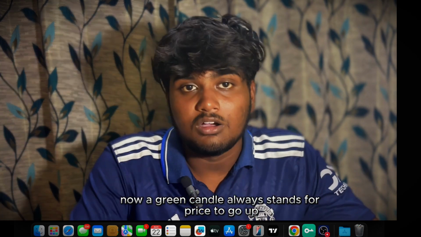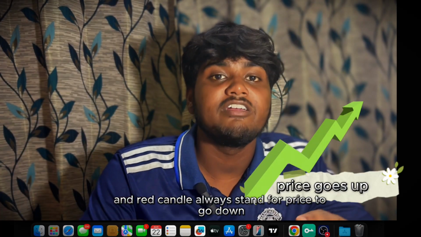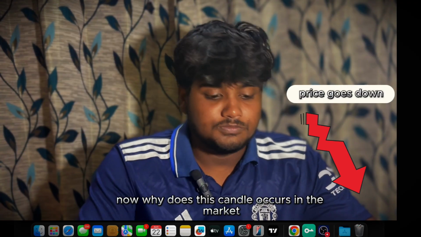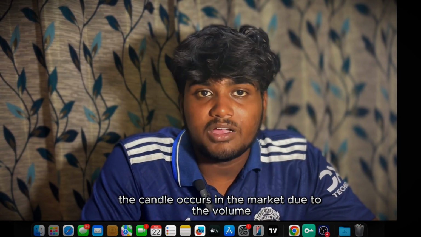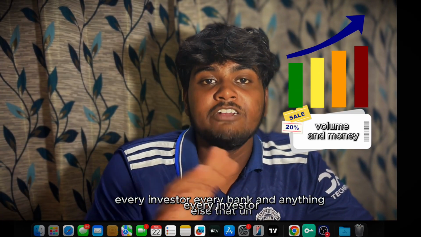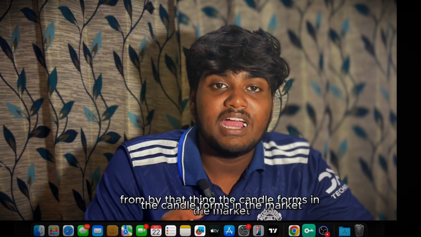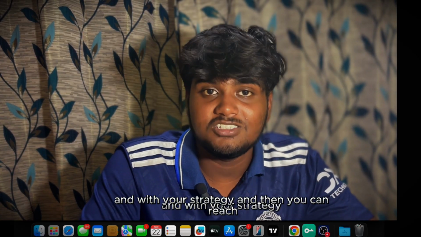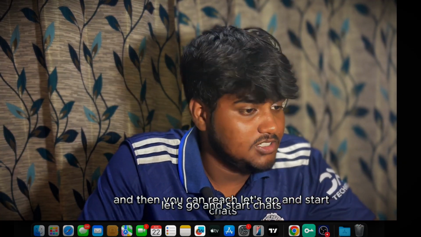Now a green candle always stands for price going up, and a red candle always stands for price going down. Now why does this candle occur in the market? The candle occurs in the market due to volume, that is the money of every investor, every bank, and everyone else. By that, the candle forms in the market, and you have to read the candle structures along with your strategy. Let's go and start the charts.